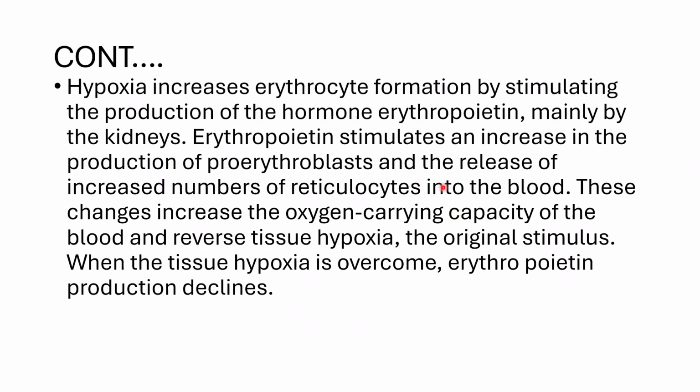The erythropoietin stimulates an increase in production of pro-erythroblast and erythroblast, so there will be increased reticulocytes in the blood. The reticulocytes will now increase the oxygen-carrying capacity of the blood and reverse tissue hypoxia, the original stimulus. So when the tissue hypoxia is overcome, erythropoietin declines. That's when the tissues and blood cells are not receiving enough oxygen.